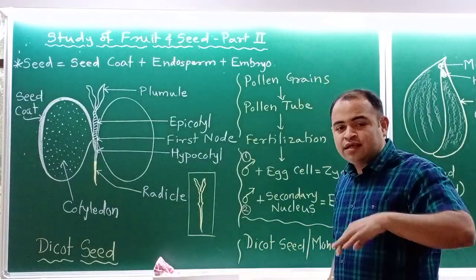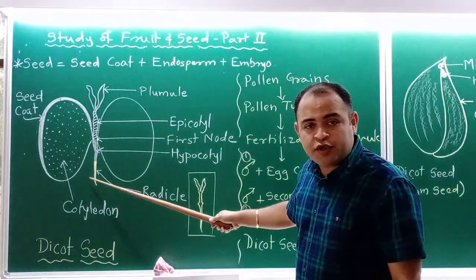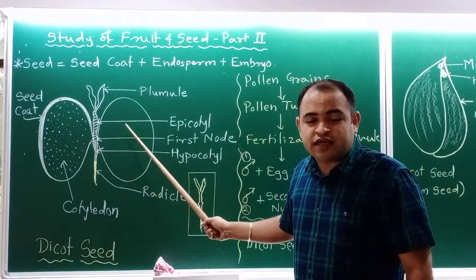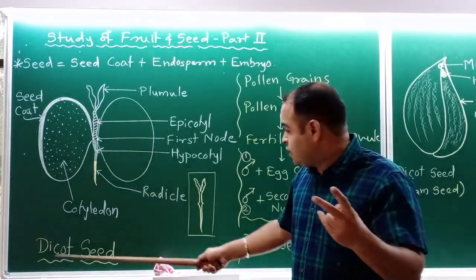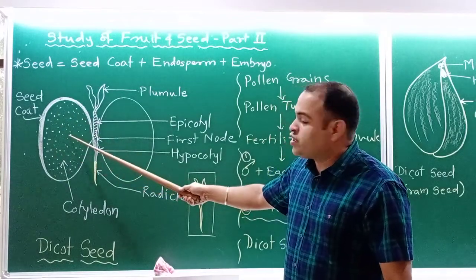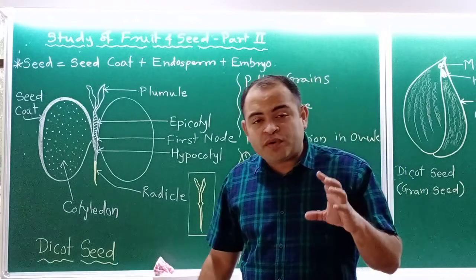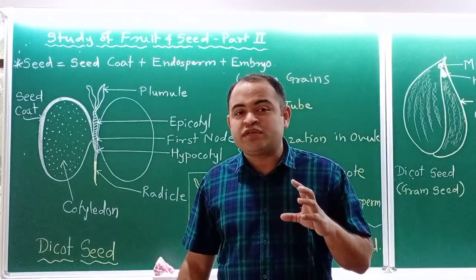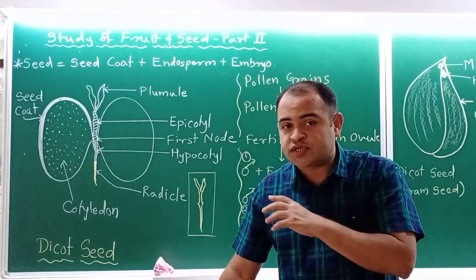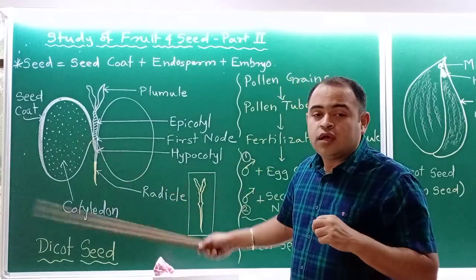Once again, let us revise. This is the embryonal axis, this is the cotyledon part. There are two cotyledons, hence it is dicot. This dotted part I have shown purposely, because free endosperm is not available in the case of dicots. So that is all absorbed in this particular cotyledon.